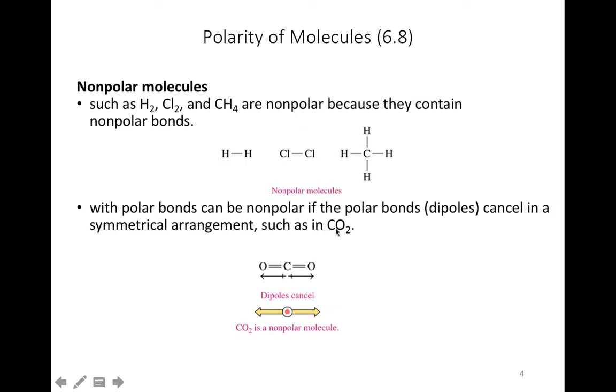Now, in molecules like carbon dioxide, where the oxygen-carbon bond is polar, because those oxygen atoms are arranged symmetrically around the central carbon, they're actually going to cancel out. If we imagine a tug of war for the electrons, because these oxygens are pulling opposite one another, there's going to be no net movement of electrons, and the molecule is going to be nonpolar.